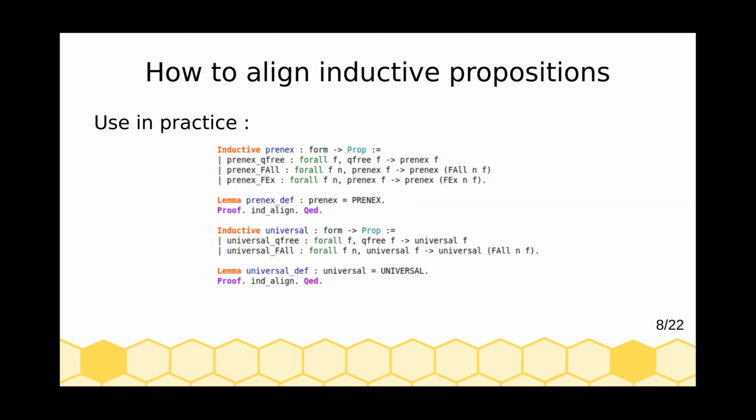So in the logic library from Holite that I translated during this PhD, making good use of all the tactics that I had defined. So for example, prenex and universal formulae in first order logic are defined inductively, and the alignment can be done automatically. So that basically the definition of the predicate, if I'm not using a specific library, it takes longer than the proof that it's equal.